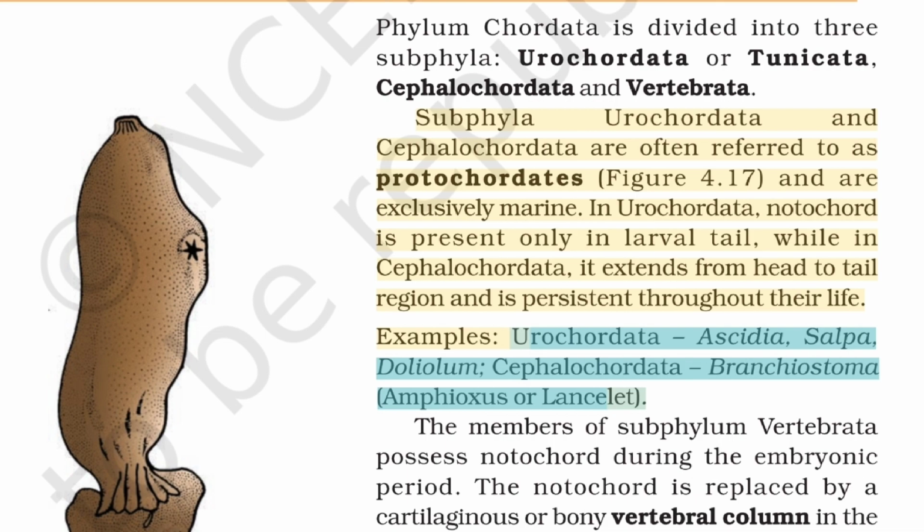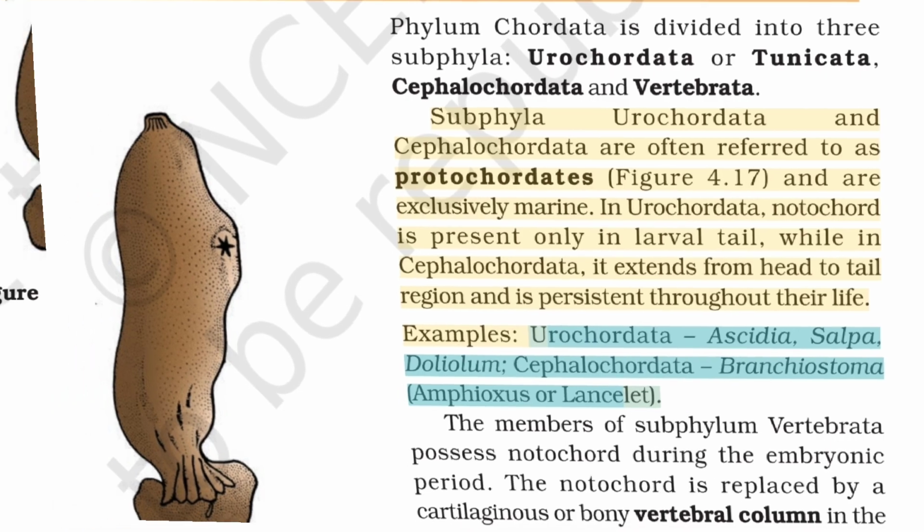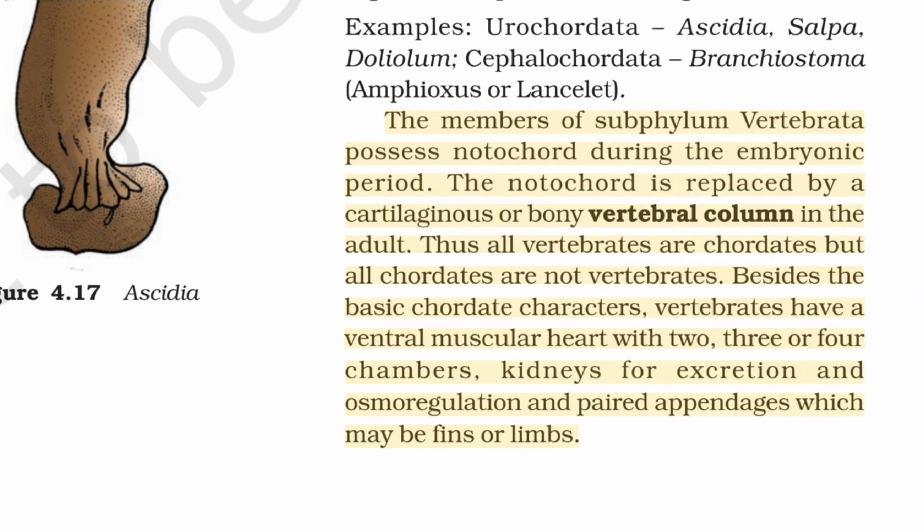Subphyla Urochordata and Cephalochordata are often referred to as protochordates, figure 4.17, and are exclusively marine. In Urochordata, notochord is present only in larval tail, while in Cephalochordata, it extends from head to tail region and is persistent throughout their life. Examples: Urochordata: Ascidia, Salpa, Doliolum. Cephalochordata: Branchiostoma, Amphioxus or lancelet.